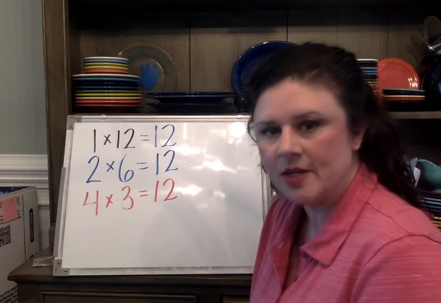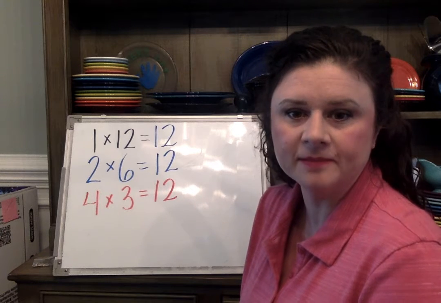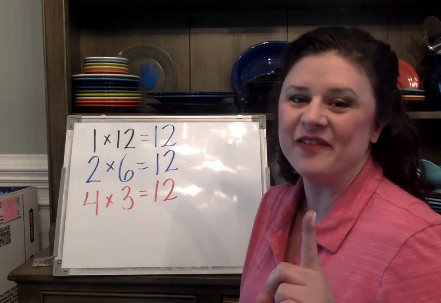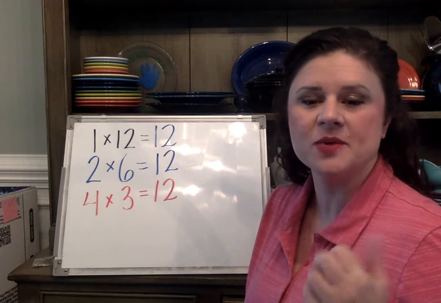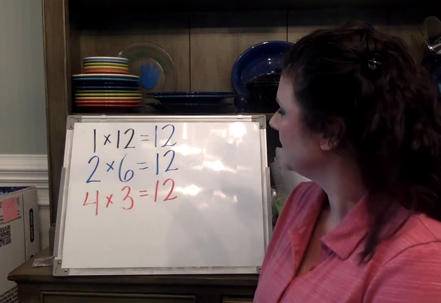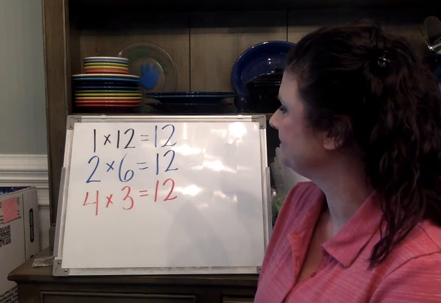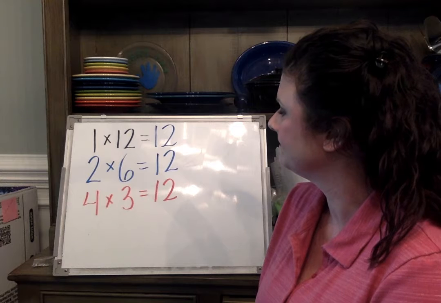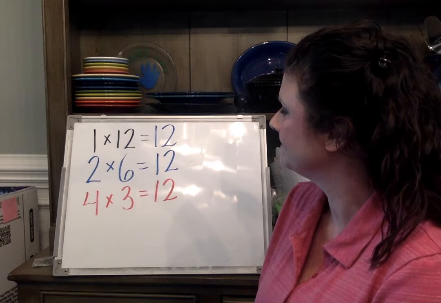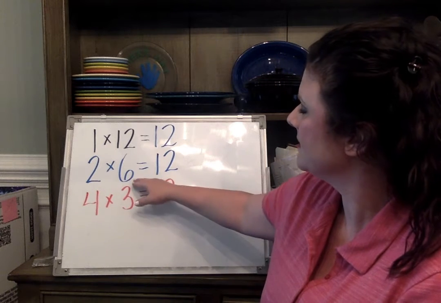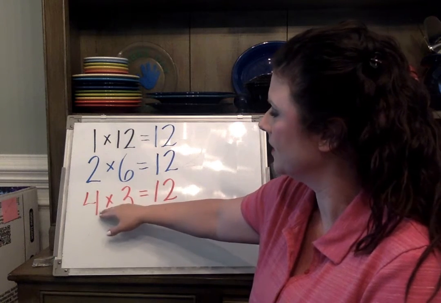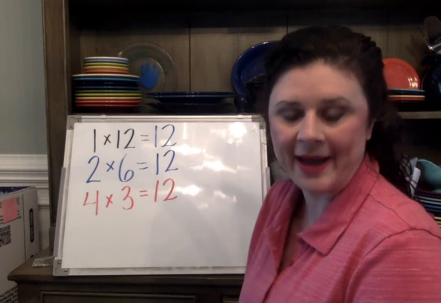Now look at these equations. What do they have in common? The first thing they have in common is they have the same answer of 12. What else do they have in common? 3, 6, 12. I'm doubling. 4, 2, 1. I'm halving.